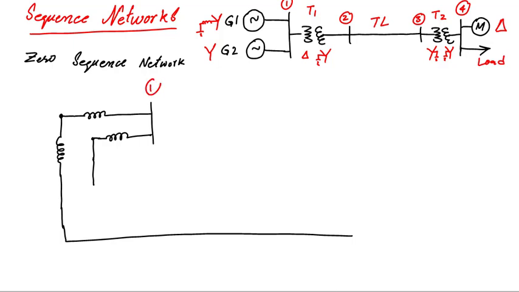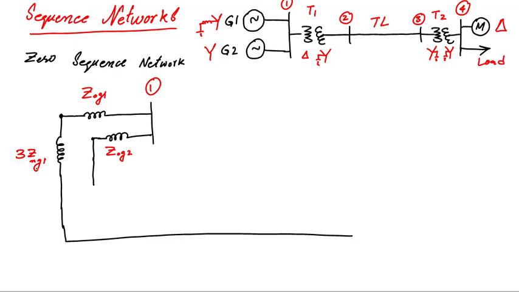So with bus number 1, this is generator G1 zero sequence, this is generator G2 zero sequence, and here we have 3 times Zn for generator 1. So this is the zero sequence network.